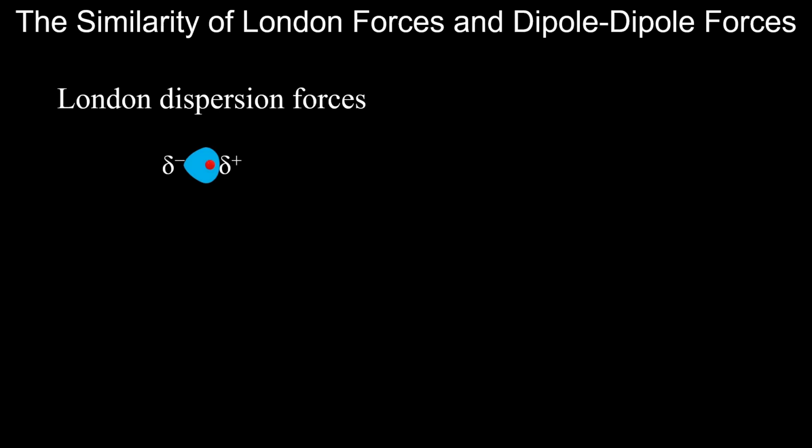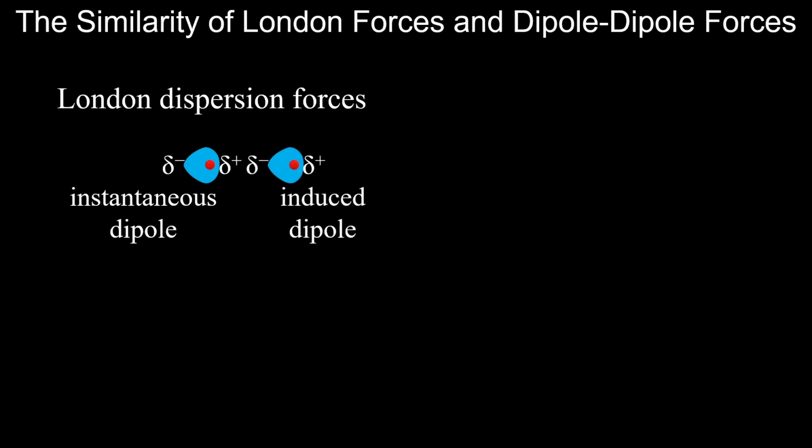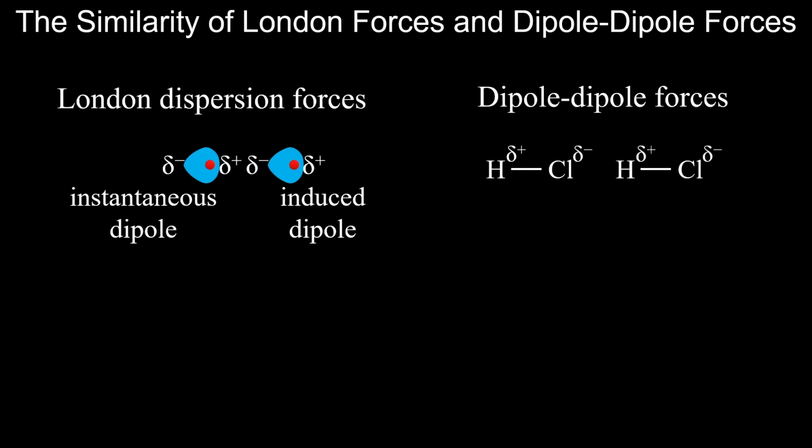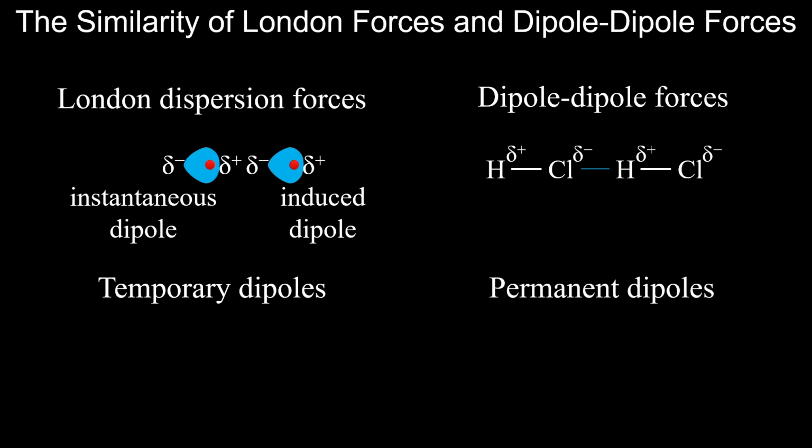London dispersion forces involve an instantaneous dipole in one molecule inducing a dipole in another. Dipole-dipole forces involve a polar molecule which has partial charges on it, giving it a dipole. That molecule is attracted to another polar molecule. The difference between these two forces is that London dispersion forces involve temporary dipoles, whereas dipole-dipole forces involve permanent dipoles.